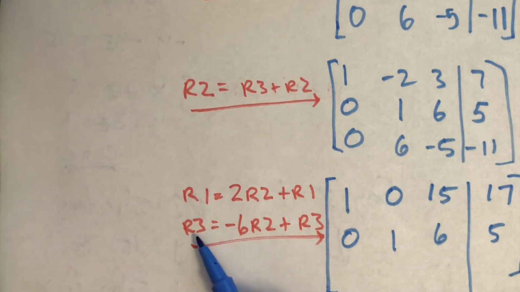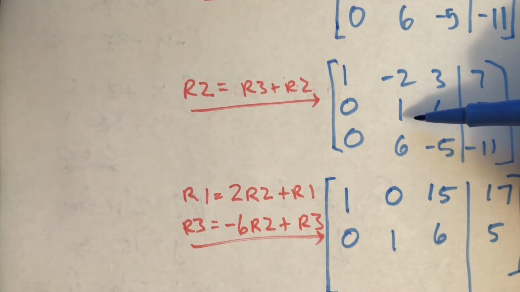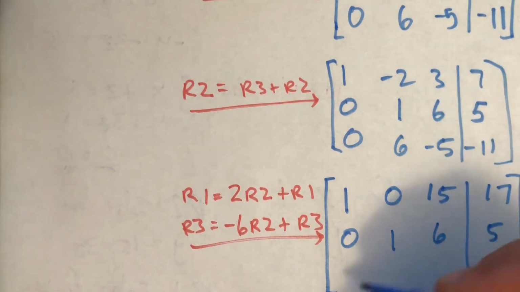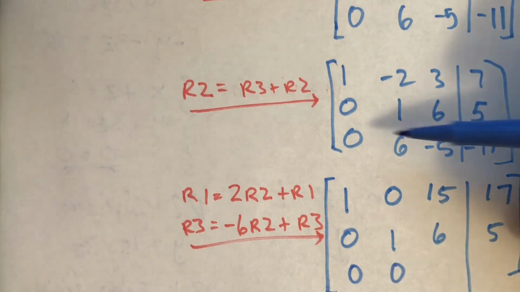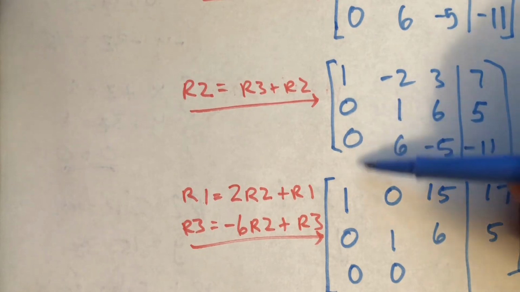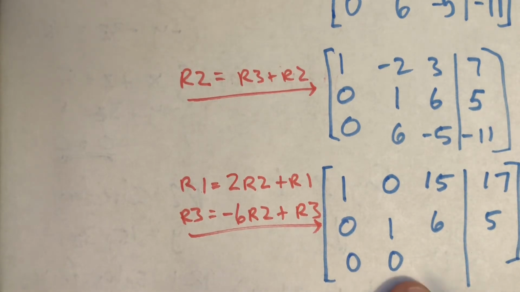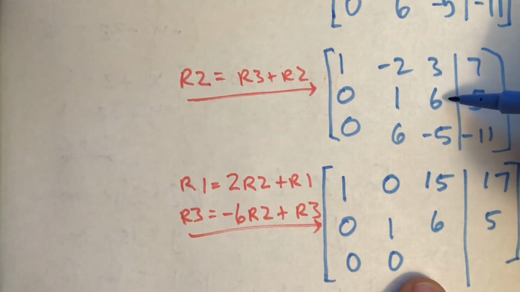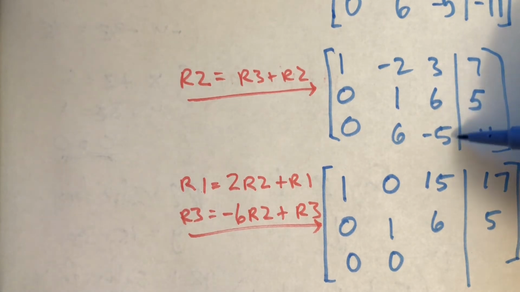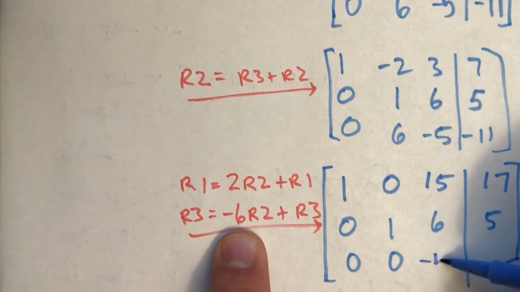Okay, so now we're messing with row 3. So I've got -6 times row 2. So that's -6 times 1 is -6 plus, right? We're going to have a 0 and then a 0, right? 0 times 2 is 0, plus 0 would give you 0 in that position. Okay, so we got -6 times row 2. We've got those taken care of. -6 times row 2 would be -36, plus row 3. So I've got 6 times this one, negative, would be -36, minus 5 would be -41.